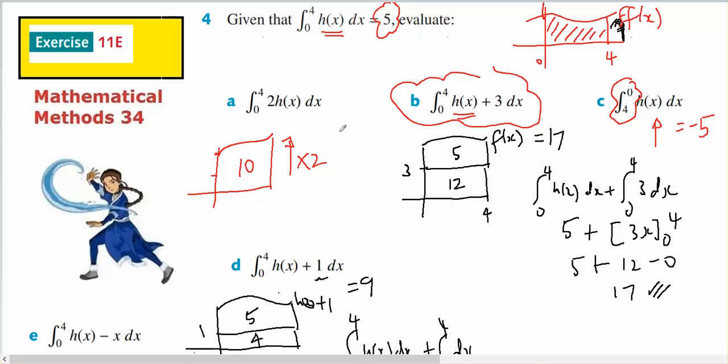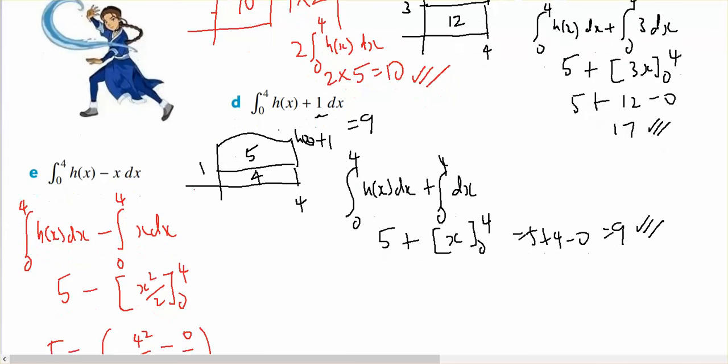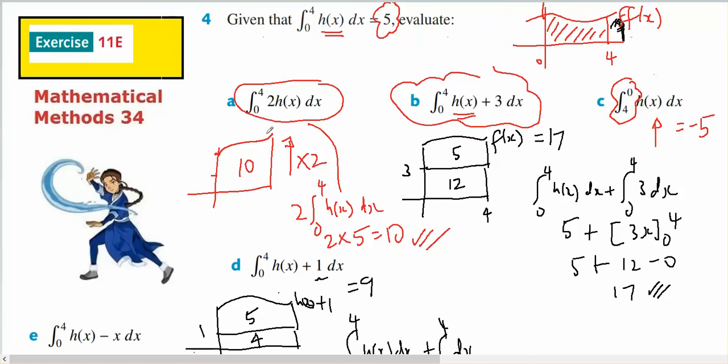And what would the integral look like? The integral would look like 2 times the integral from 0 to 4 of h of x dx, which is 2 times 5, or 10. That's question number 4 from 11E.